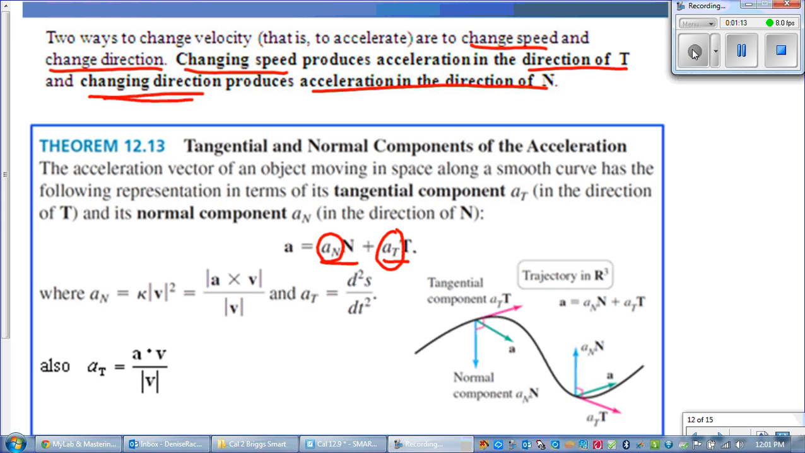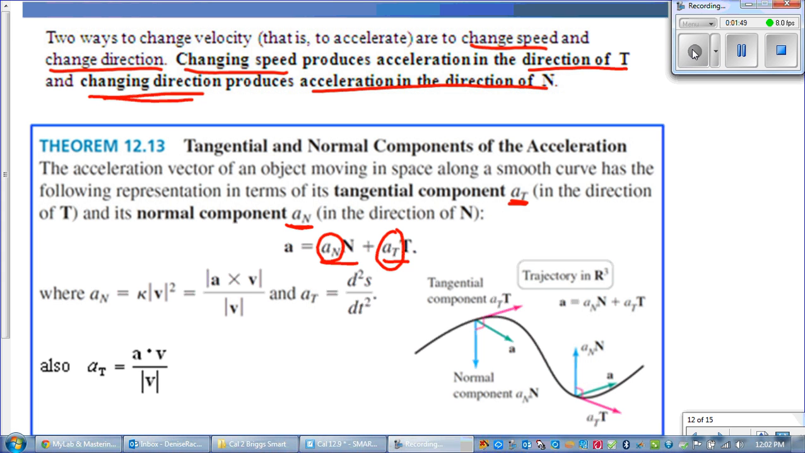Now, the acceleration vector of an object moving in space along a curve has the following representation. a sub T will be the component of the acceleration in the direction of the unit tangent vector. The a sub N will be the normal component, which is the amount of the acceleration that's actually being accomplished in that principal unit normal vector. So these are just the two components of the acceleration in the tangent and in the normal direction.